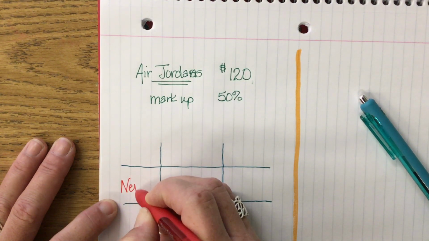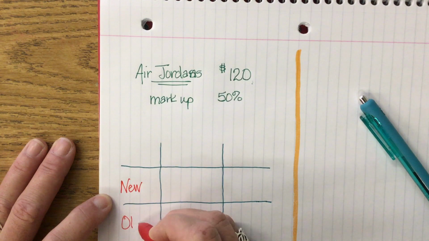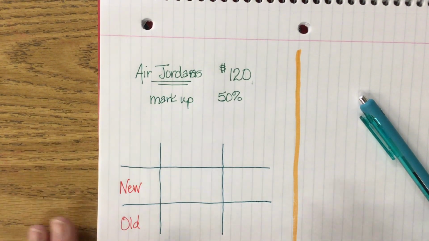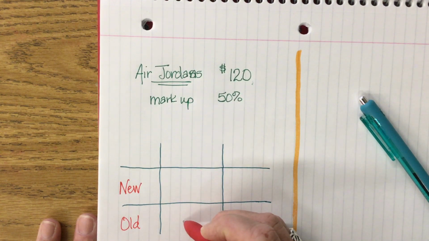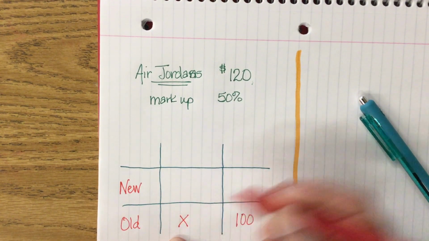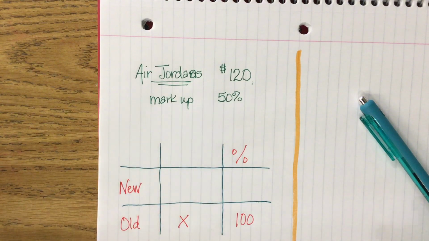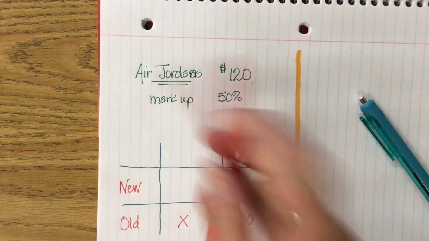All right, so we always have our new price over our old price, okay? Because remember that 100%, let's pretend we're looking for the new price. Okay, this is my percent column. We're not doing anything different. And we want to know what is the new price.